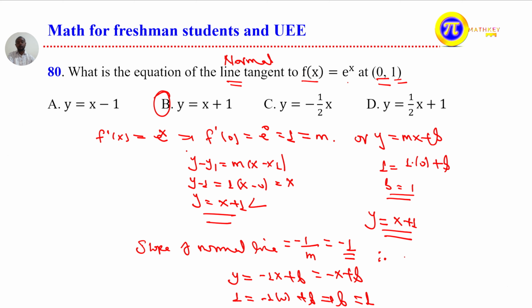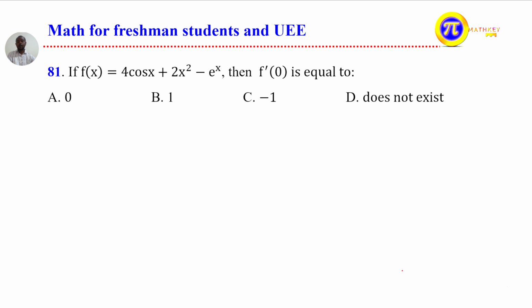So the equation of the line which is normal to the given function f of x is y is equal to negative x plus what? Our b is what? 1. So this is the equation which is normal to the given function f of x. So what is the difference between them? One is the negative reciprocal of the other slope. If the tangent's slope is m, the normal's is negative 1 over m, the negative reciprocal of the slope of the tangent line. This way we can find what was asked.